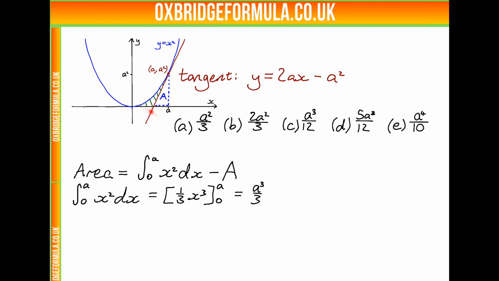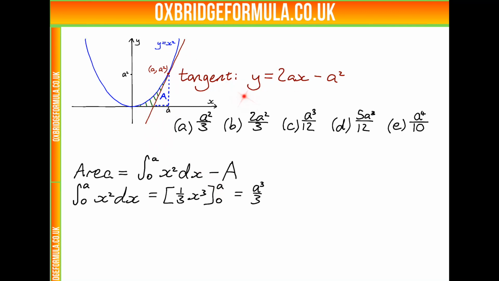So indeed, how can we go about doing that? Well, A is actually a right-angled triangle, so if we can find its base length, we know its height, then we can find its area using the formula half base times height. But we know its height is a squared, so we just need to find its base length, which starts here and ends at the point x equals a. So in order to find its base length, we need to find the value of x where the tangent line intercepts the x-axis. So we need to find the x-intercept of the tangent line.